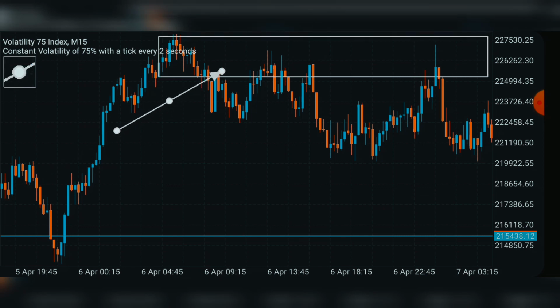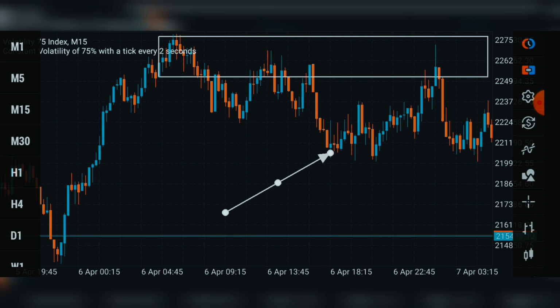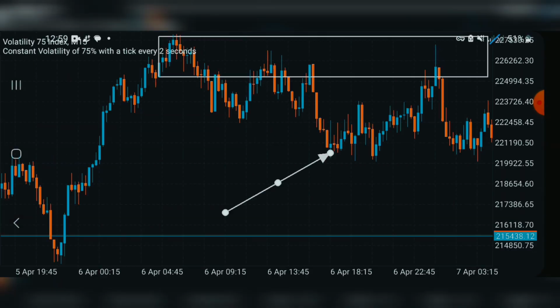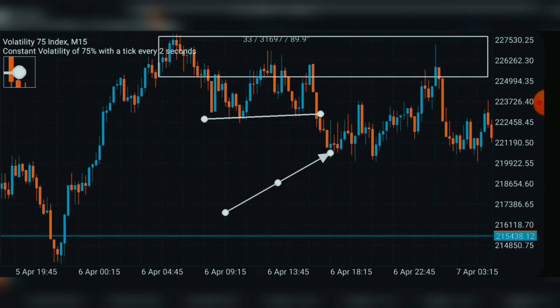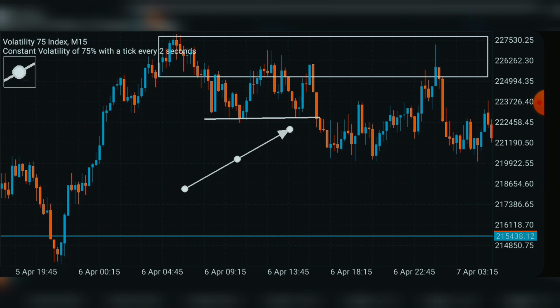And as we can see right here, price came down. It retested, it came down, and it broke structure right here. So price broke structure right here. This was the previous low. It came up, it didn't break the previous high, and then it came and broke the previous low. So that's a change of character there.